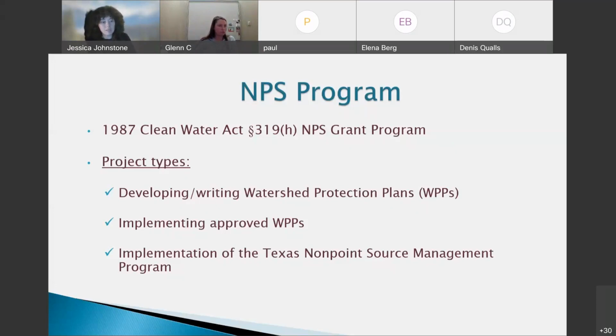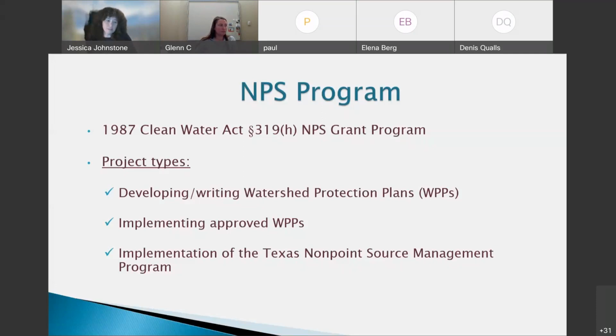Our second pot of money is implementing EPA approved WPPs. So all of the WPPs that we fund run through the EPA review process for ultimately hopeful approval. And then you're eligible for implementation funds. So implementing looks like implementing the management measures or best management practices identified in the approved WPP. Education and outreach may be one of those, and then continued stakeholder engagement.